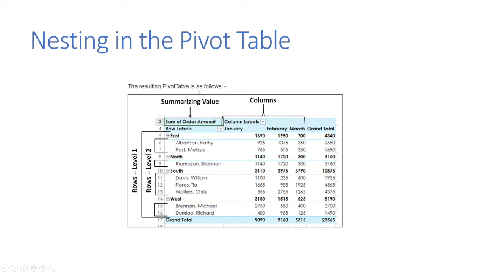So the resulting pivot table is as follows. So we have the row labels. So we have level 1 and level 2.